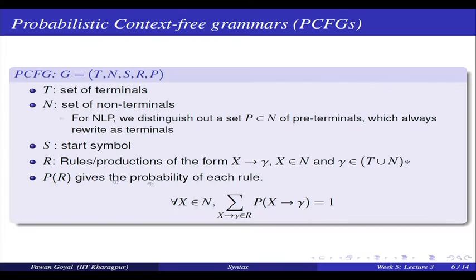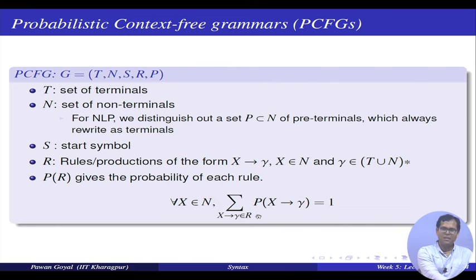So if there are 5 possibilities, if I add the probabilities of all the 5 possibilities, they should add up to 1. Okay, so this is the constraint. The probability function gives the probability of each rule. So the constraint is, for all X in non-terminals, the probability of X to gamma, over all the possible gammas, should add up to 1.